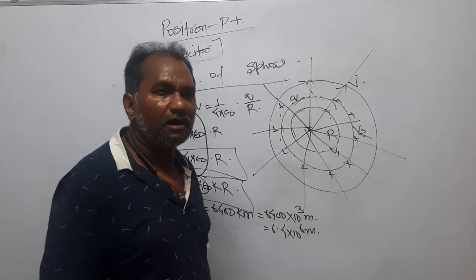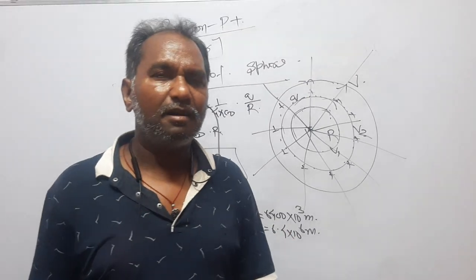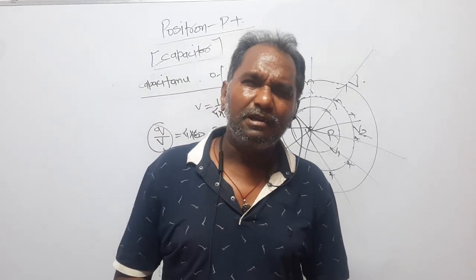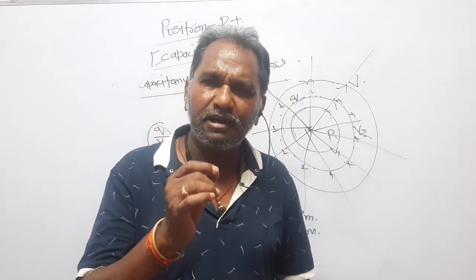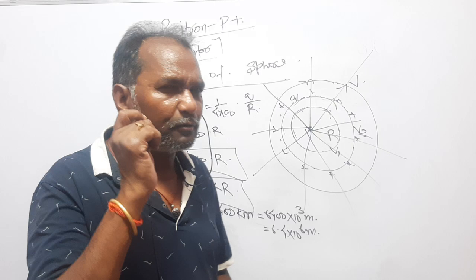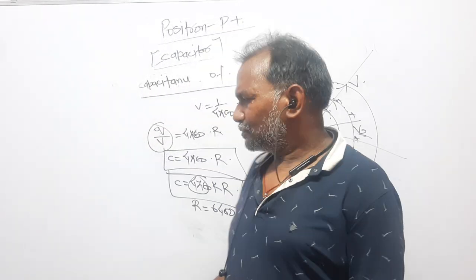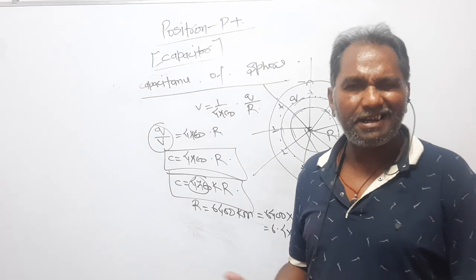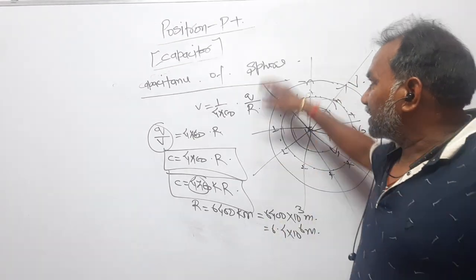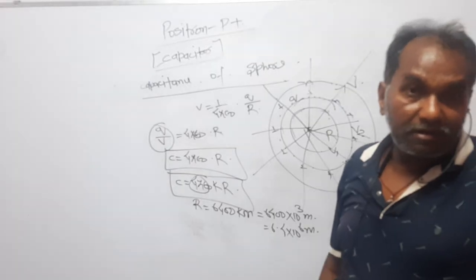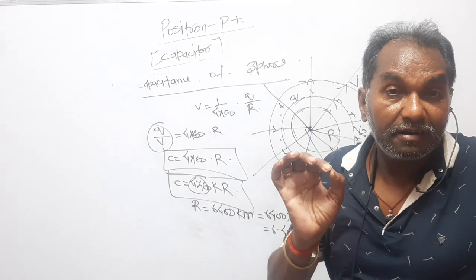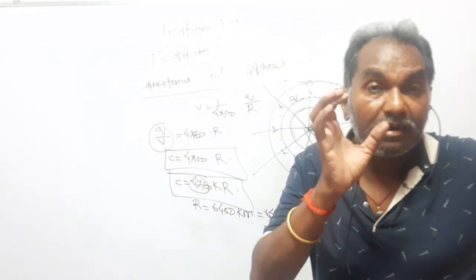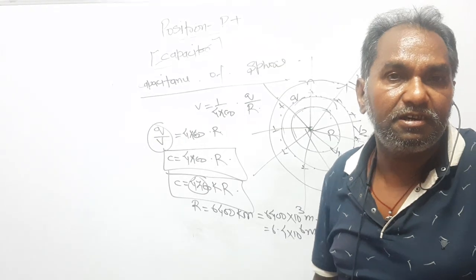Replace the value of R and you can get the capacity of the earth. Very important thing you should be attentive to here is that 1 farad is a very big unit. Even the earth does not have the capacity of 1 farad.